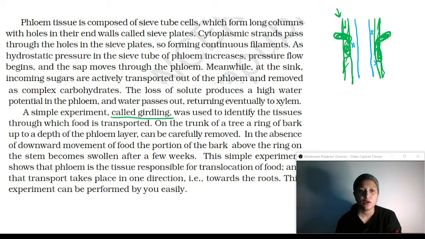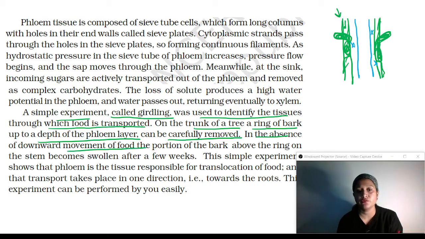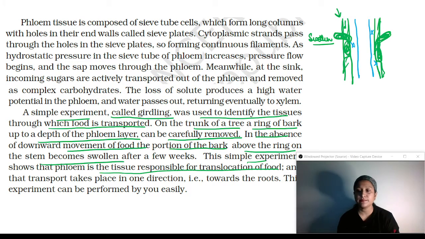Fine, let's read now. A simple experiment that is known as girdling was used to identify the tissues through which food is transported. On the trunk of a tree, a ring of bark up to the depth of the phloem layer can be carefully removed. So we have removed the bark up to the phloem. In the absence of the downward movement of food, the portion of the bark above the ring on the stem becomes swollen. Here you can see this portion has swollen. Okay, this is the portion which swells up. This simple experiment shows that phloem is the tissue responsible for the translocation of food. So from this simple experiment we learn that phloem is actually helping in the transport of food.